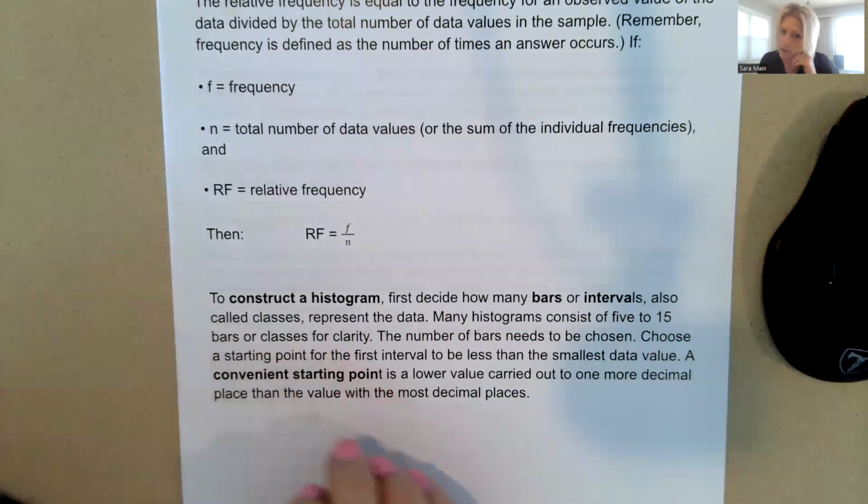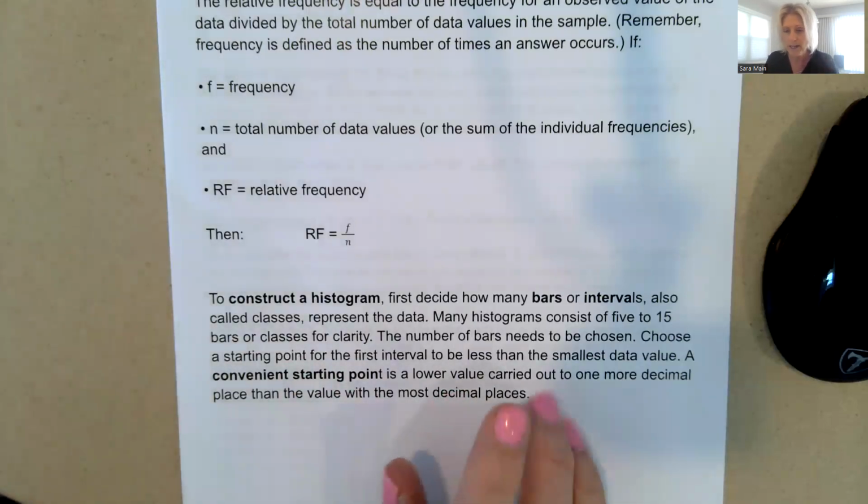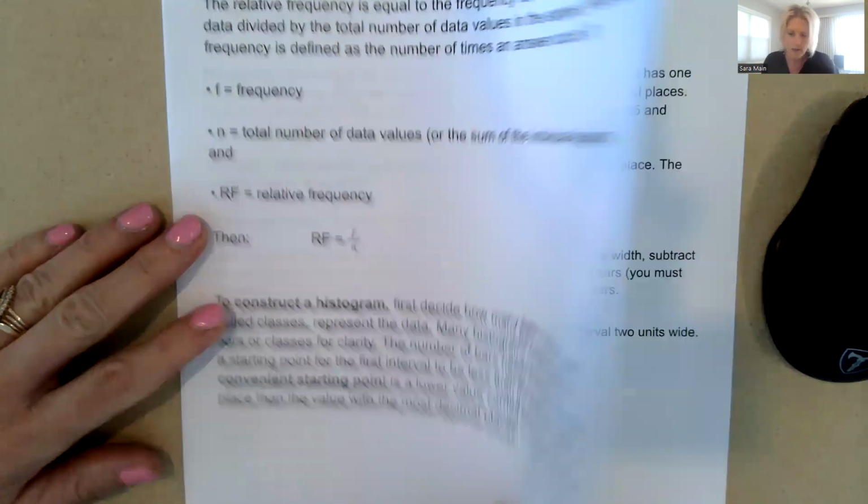Choose a starting point for the first interval to be less than the smallest data value. Now, if the data value is an even number, like 60, I'm going to start at 60. If it's not, then I'm going to round down to the nearest even number.